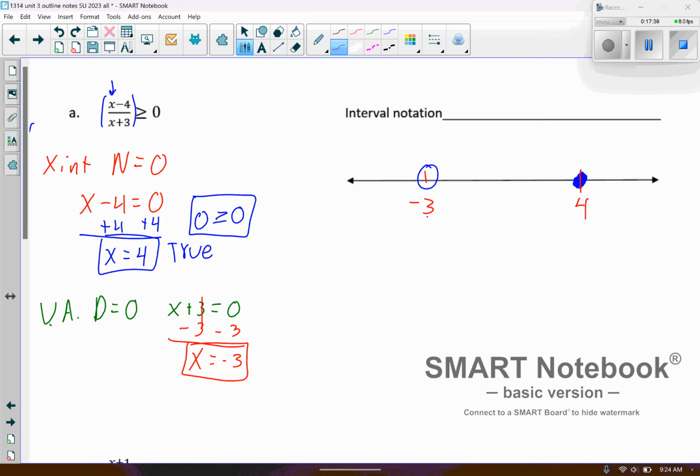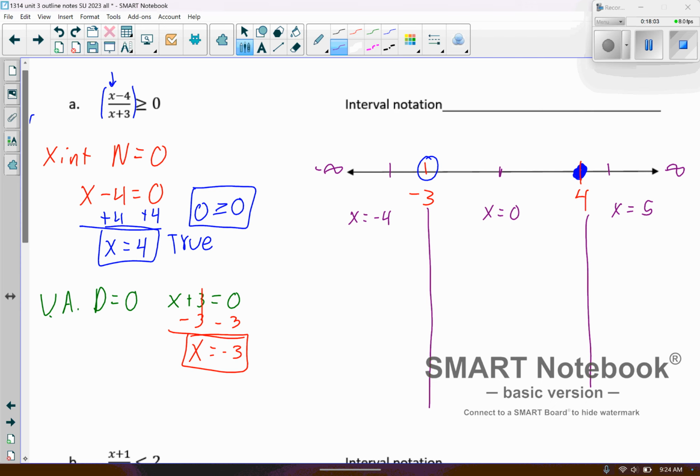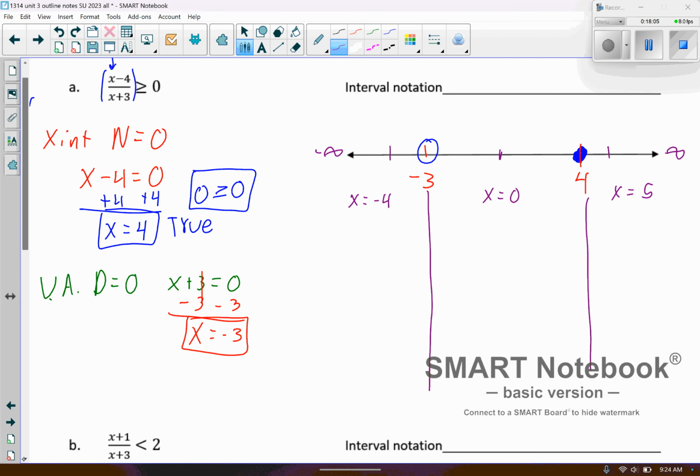Okay, so next, it's time to test some values. So let's see. Once again, just pick some easy ones. So like -4. Looks like 0 is available. That's always an easy one to test. And then, let's see, probably like 5 over here would be good.